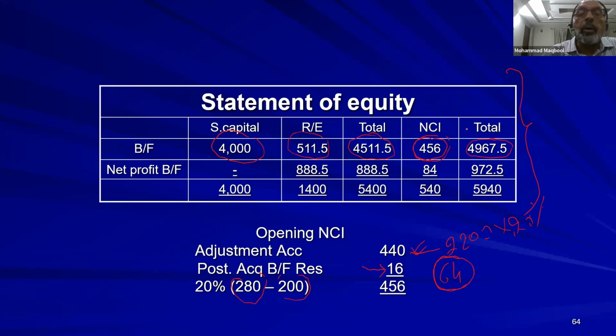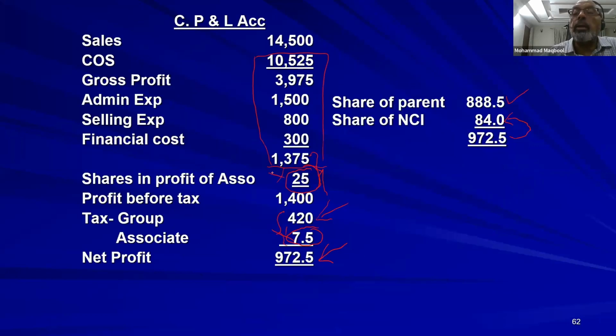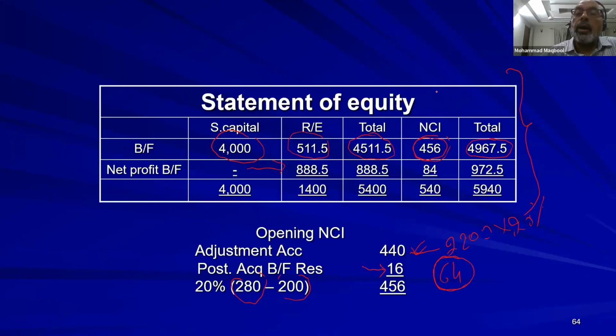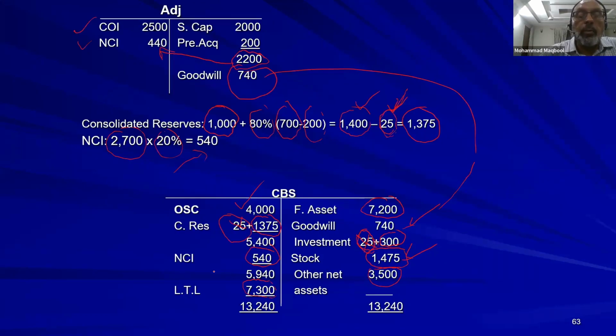The other is very simple. I already have this bifurcation available with me. Look at here, I just brought this to my column, and exactly everything ties up with my balance sheet. My reserve, share capital plus minority interest come to 5940, and the balance sheet you can take there. So this is also how you prepare the statement of changes in equity.